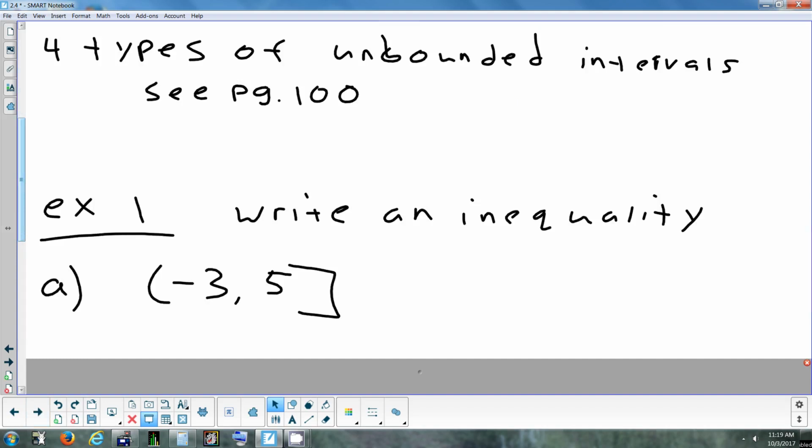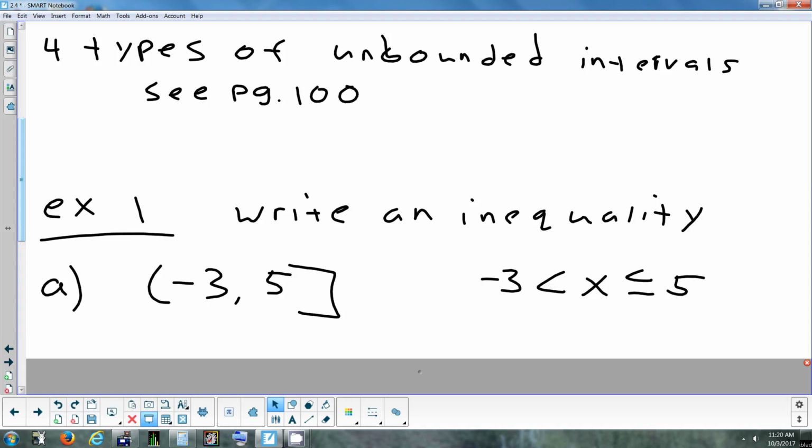We're going to write some inequalities, and we'll do some pictures right now. What I have here is interval notation. What I want to do is convert it to an inequality with an x in the middle. Anyone think they could tell me how to rewrite this as an inequality? Yep, Ian. X is greater than -3, but less than or equal to 5. I like that.